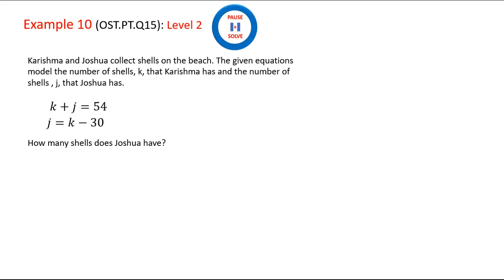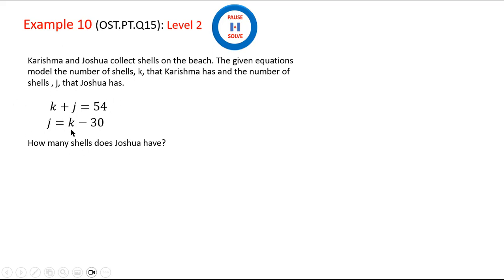Example number 10, and this is a practice test, question number 15, and it will be followed by similar ones, 3, 4 of them. We will do all of them so that you understand how it's done. So Karishma and Joshua collect shells on the beach. The given equations model the number of shells K that Karishma has and the number of shells J that Joshua has. So you have a system here and they want to know how many shells Joshua has. So I need to find the value of J.